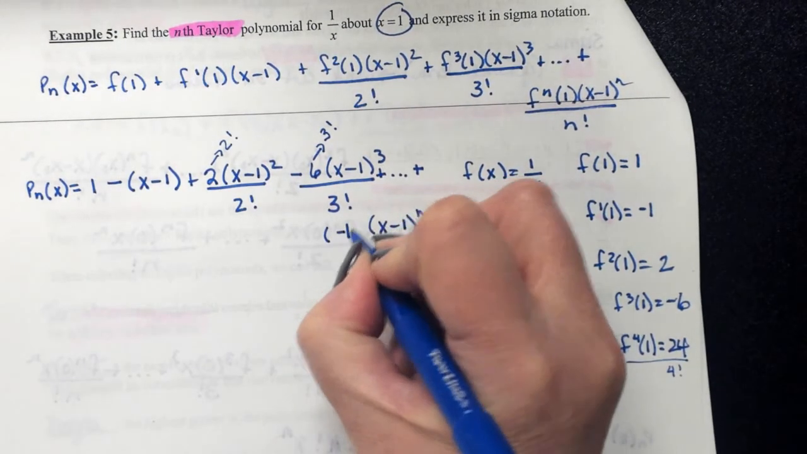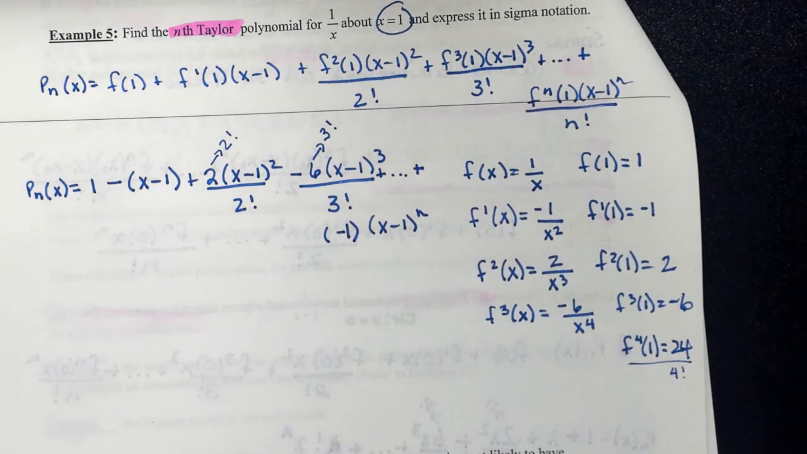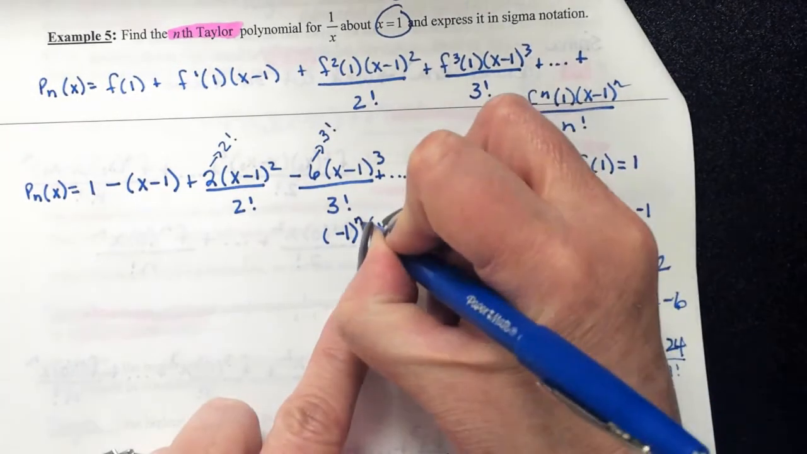Now the question is, if I'm starting with 0, and I want the first term to be positive, what's the exponent for this alternator going to be? Is it going to be negative 1 to the nth or negative 1 to the n plus 1? To the nth, because we're starting with 0, remember?